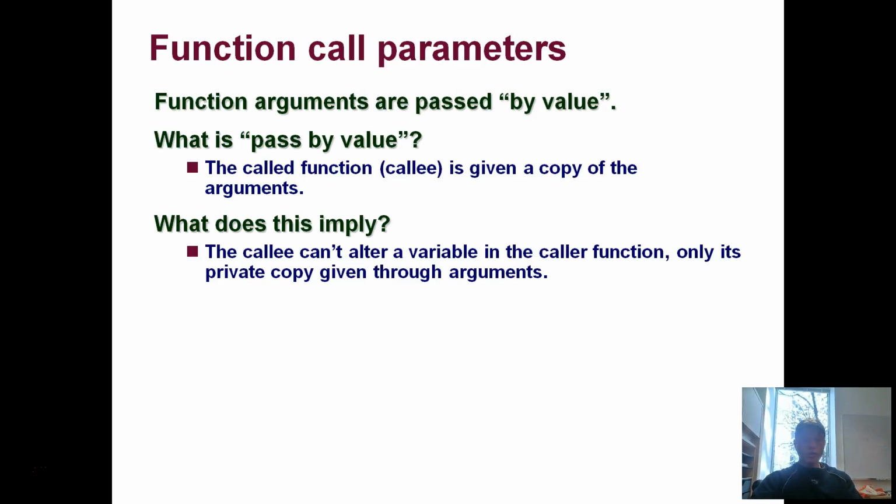Okay. So the next thing you should know about C is function parameters. In C, all function arguments are passed by value. So what does this mean? This means that the called function, or the callee in this case, is given a copy of the arguments. So when the caller wants to call a function, it copies the arguments that it wants to pass to that function to the callee. And so what does this imply? This implies that the callee can't alter a variable in the caller function. It can only alter its own private copy that's given through the arguments.